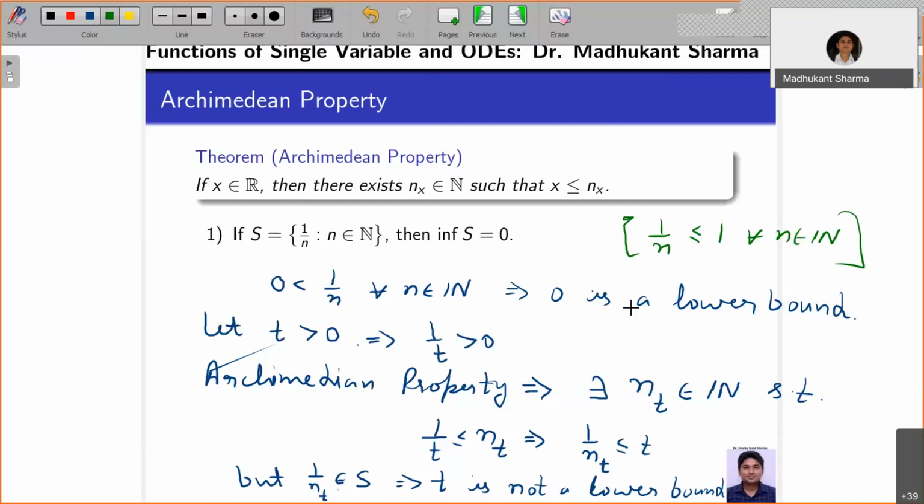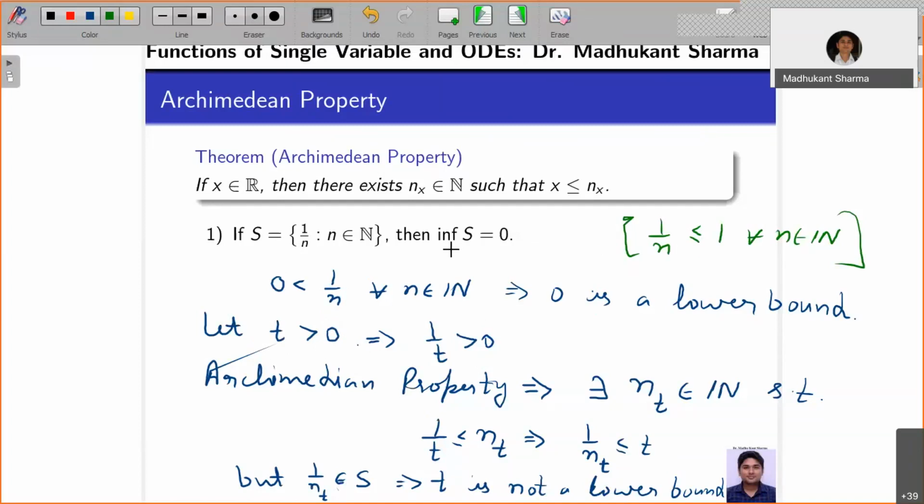We are trying to identify, suppose t is greater than 0. If you take any number strictly greater than 0 and show that it is not a lower bound, while 0 is a lower bound, then 0 is the greatest among them. That is why t is not a lower bound implies 0 is the greatest lower bound, which gives you that the infimum of the set S is 0.